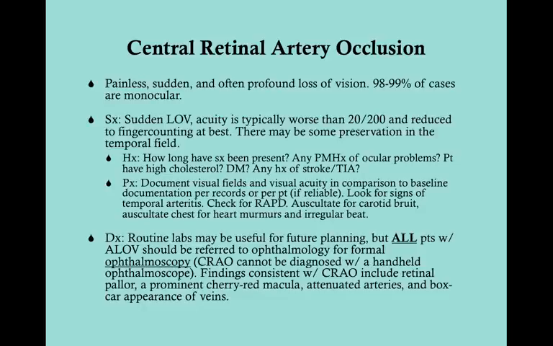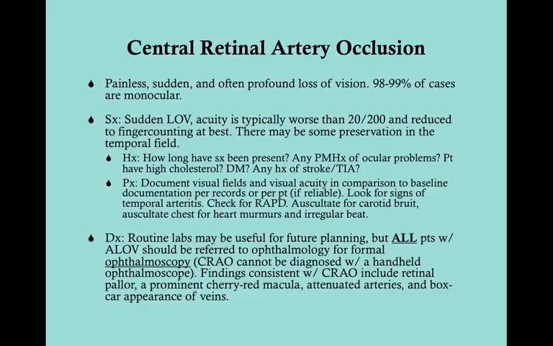On physical examination, you want to document their visual fields and then get their visual acuity, even though it's probably going to be 20/200 or worse, just to compare it to baseline and document it on the records. Look for signs of temporal arteritis, especially in older patients, because that strengthens your diagnosis. You should also check their pupils for an afferent pupillary defect, or the Marcus Gunn pupil. Auscultate for a carotid bruit, and then auscultate the heart for murmurs, and especially an irregular beat, which can be consistent with atrial fibrillation.